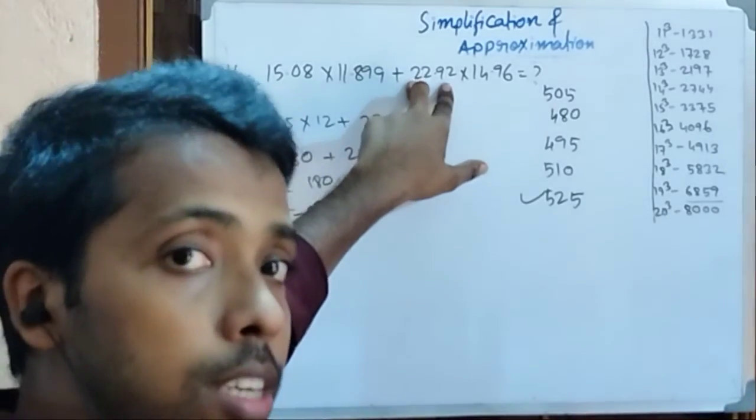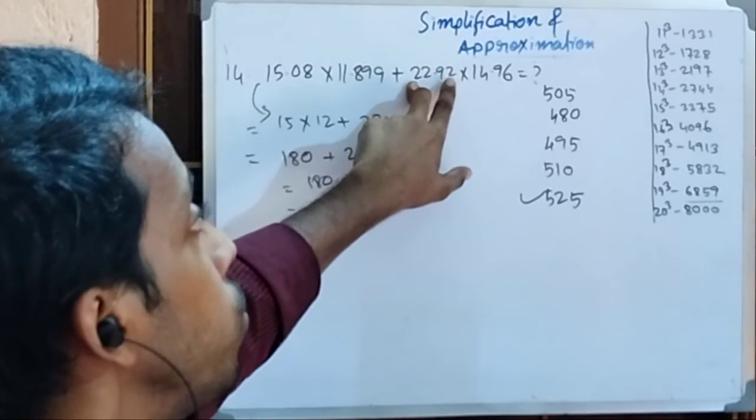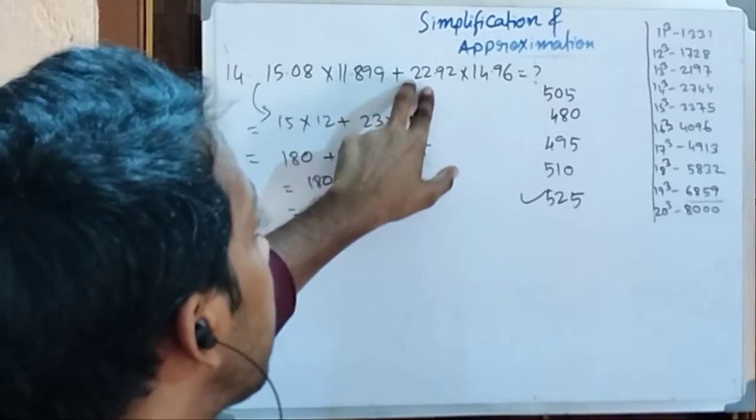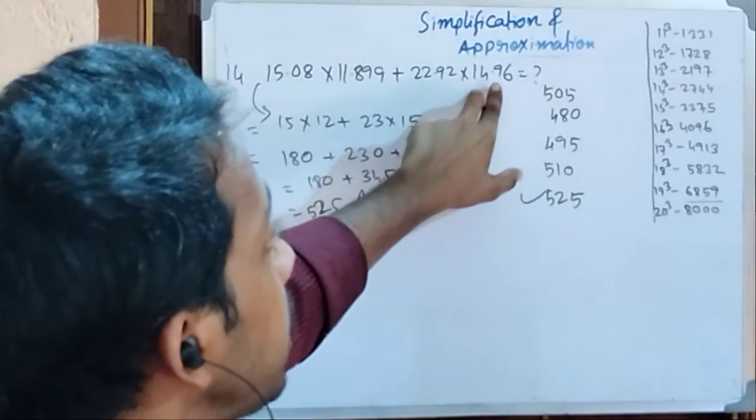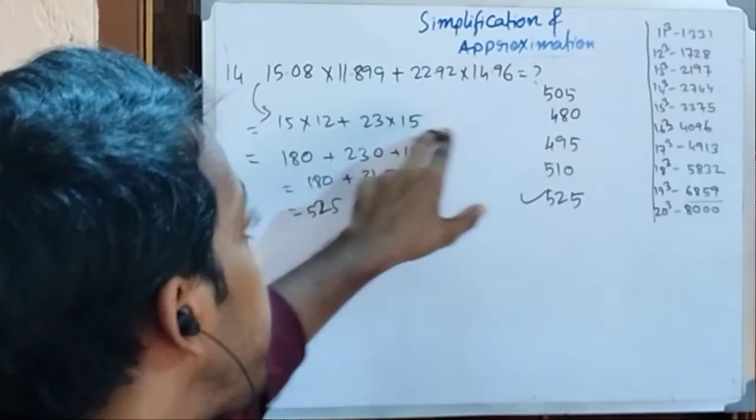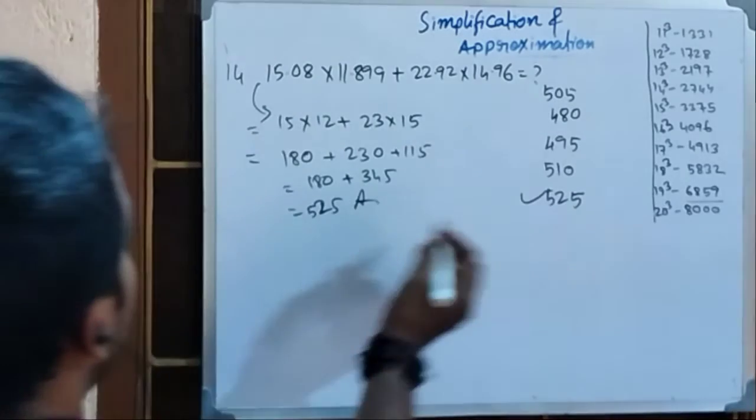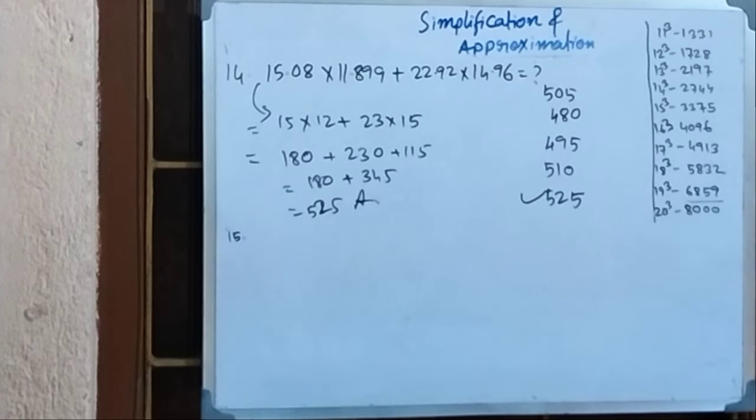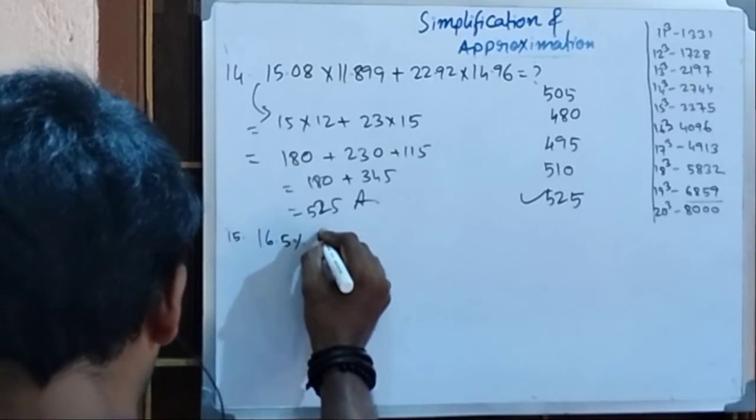22.92, again close to 23, not 22, because if less than 5 comes after 22, then we can take 22 here, but it says 22.92, close to 23, so I am taking 23. Next, 14.96, very close to 15, so I am taking 15 here. Then the simple multiplication and addition process. Okay, I hope this much is okay, right? Moving to the next question. Okay, and this is the final question of approximation here.